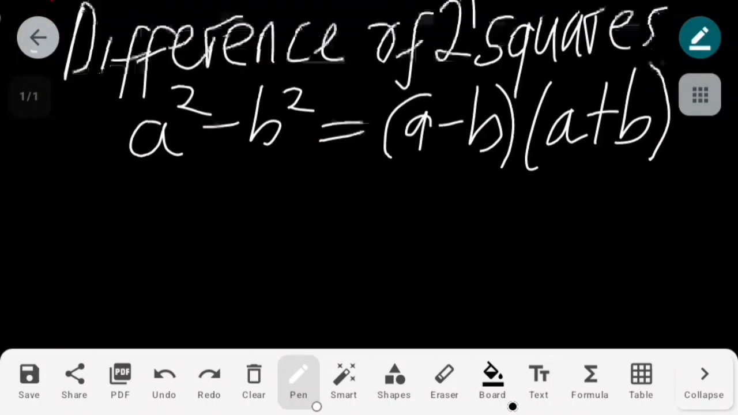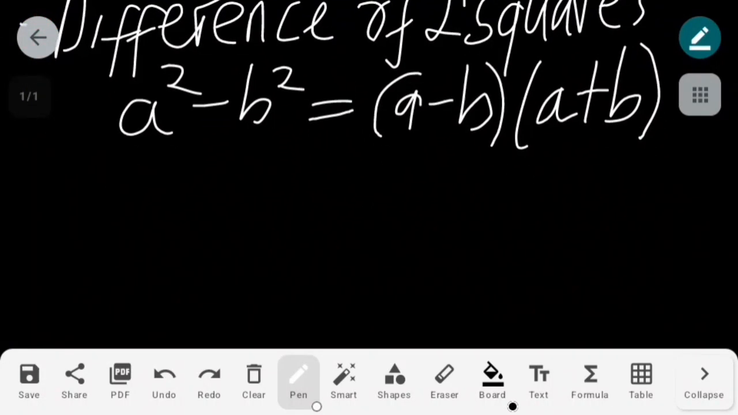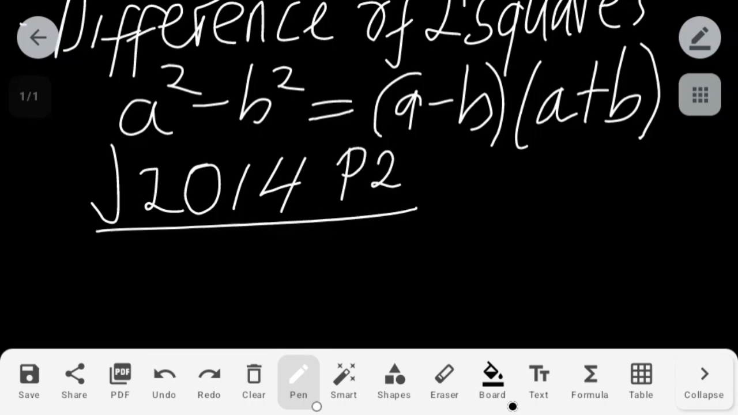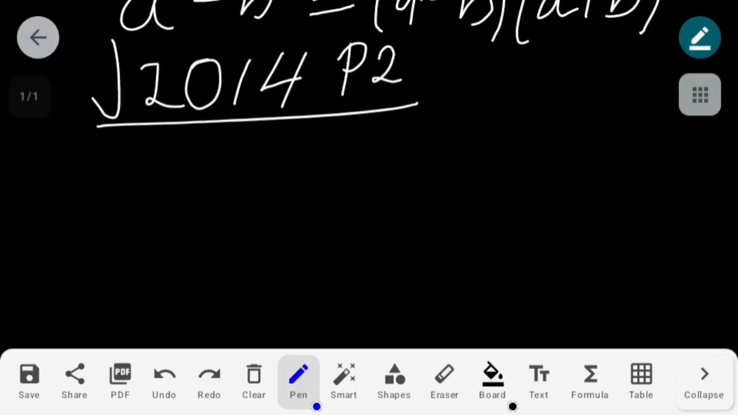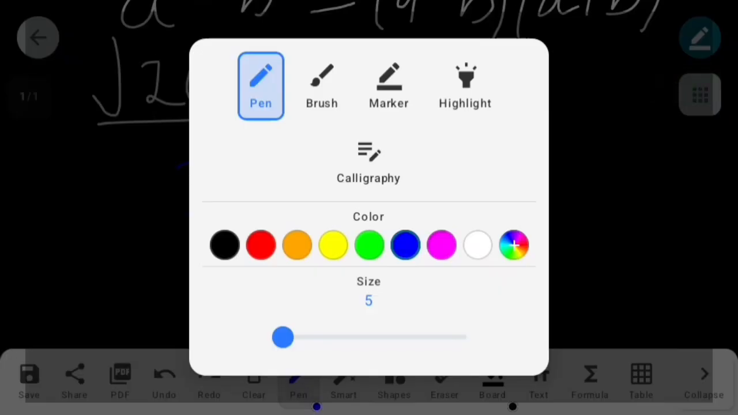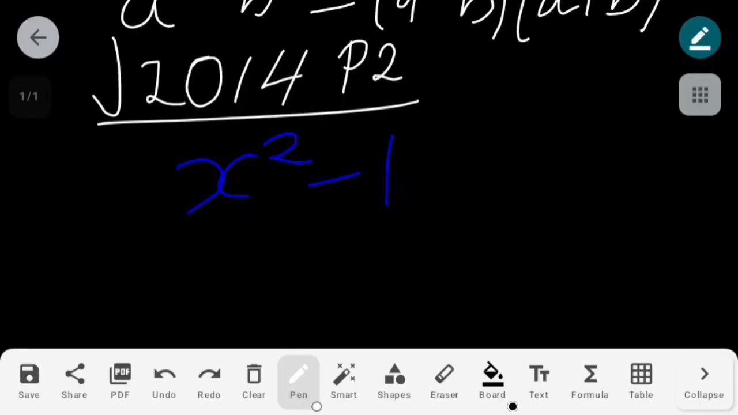So for example, a question from the June 2014 paper 2. The question says factorize completely x squared minus 1. So to factorize this question, we apply difference of two squares.